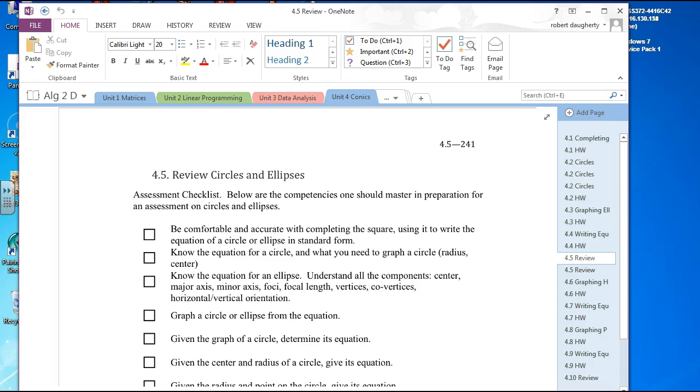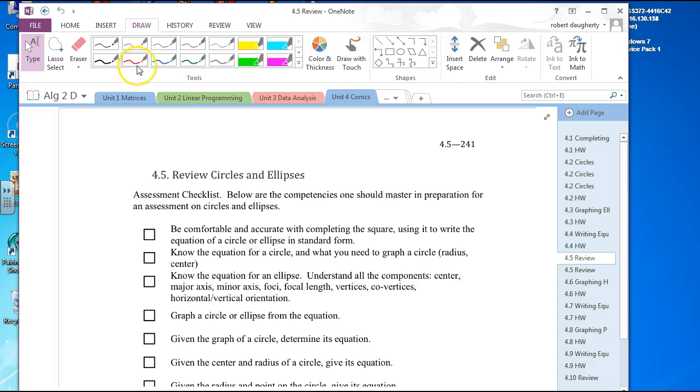So things we started out with in this unit, we started out with completing the square. Keep in mind when you've got something like x squared plus 4x, you're going to take half of this number, which is 2, and you're going to have to add 2 squared to make that a perfect square.